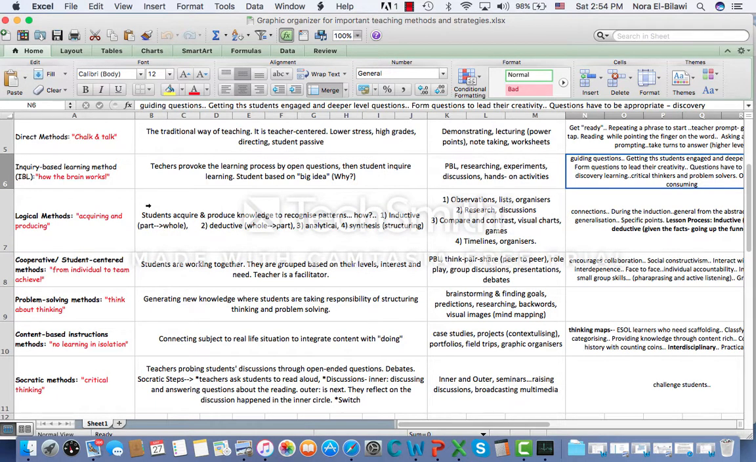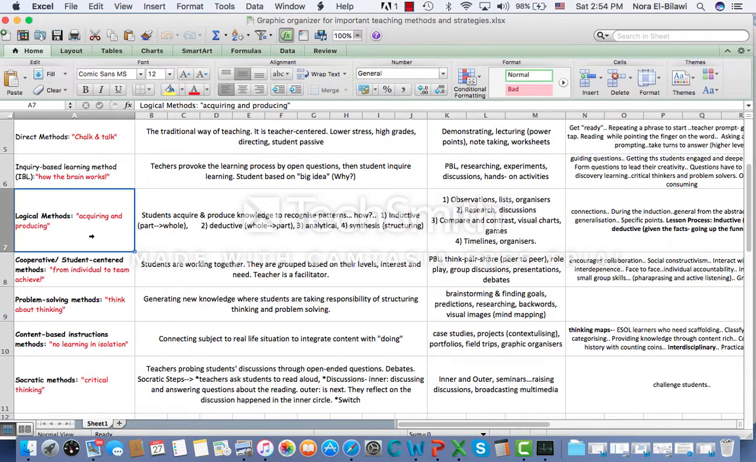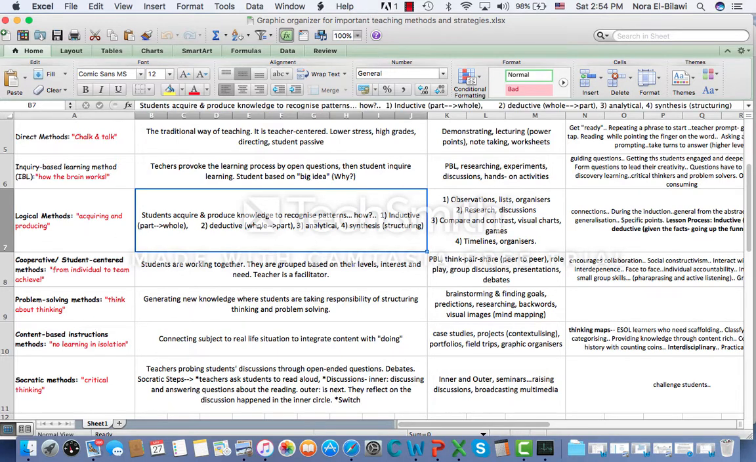Okay, the next method is the logical method, acquiring and producing. That's where students are actually grasping subconsciously a certain piece of knowledge, and then from there they test what they have just acquired against their prior knowledge in order to, at the end, produce the knowledge that you want them to understand or explore. Students acquire and produce knowledge to recognize patterns. How? Inductively, deductively, or analytically and through synthesis.